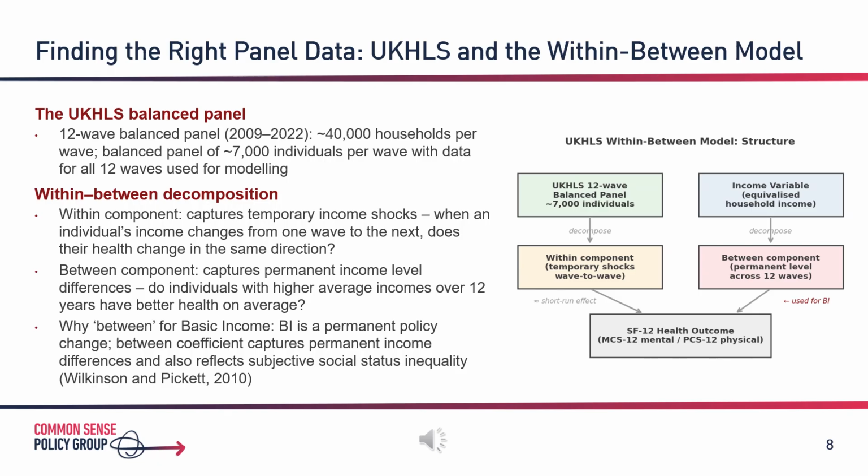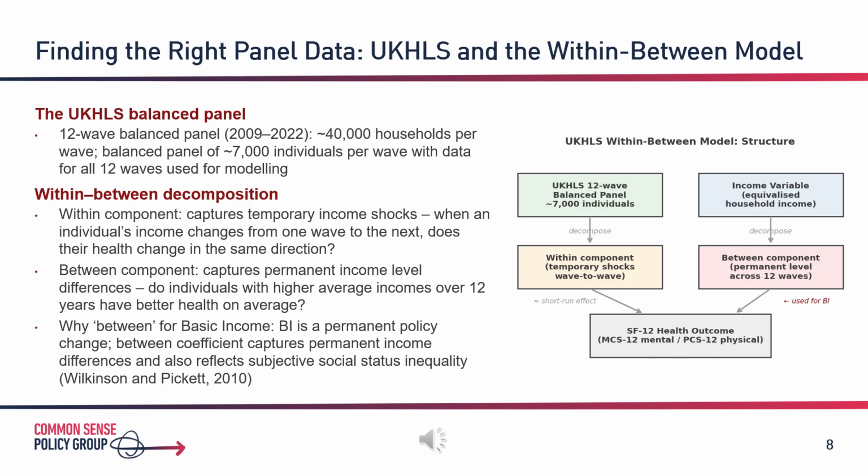The standard problem with estimating income effects on health from cross-sectional data is confounding. Healthier people tend to earn more. People with higher incomes live in healthier environments. Childhood circumstances affect both adult income and adult health. A simple regression of health on income in cross-sectional data cannot separate these confounded effects from the causal effect of income on health. Longitudinal data helps by exploiting variation over time within the same individual.